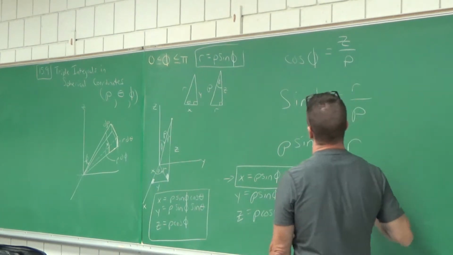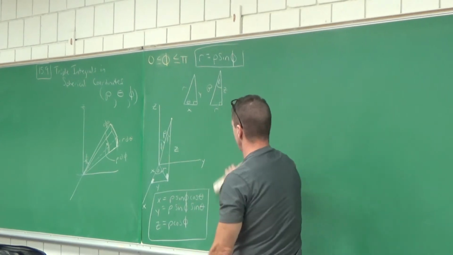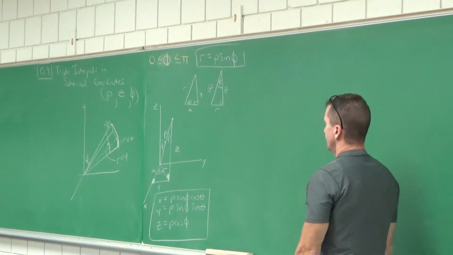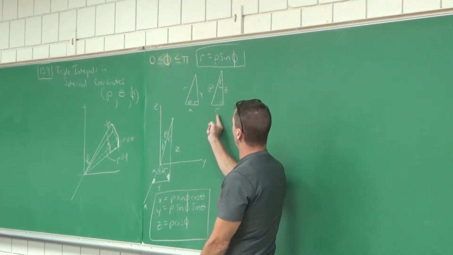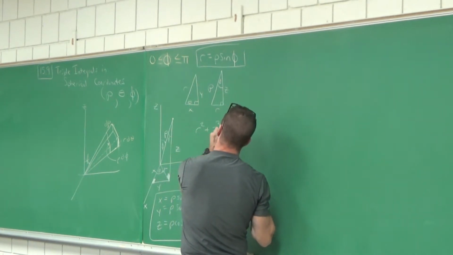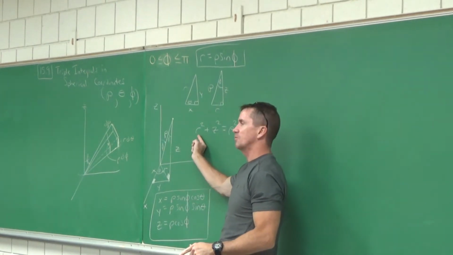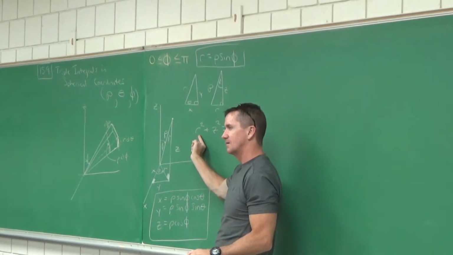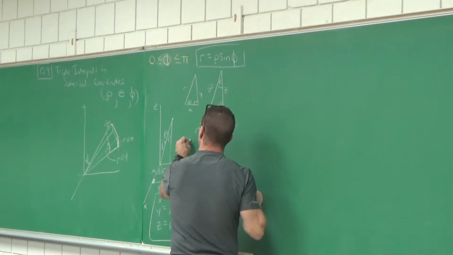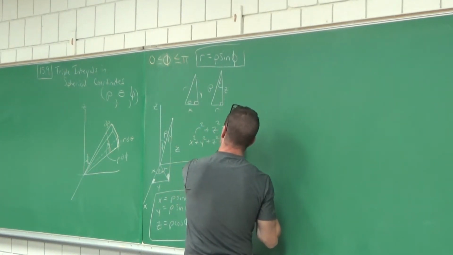We should add one more then. We should definitely add one more. I'll write it right there. Put that down so we can see it. Pythagorean theorem: r squared plus z squared equals rho squared. Everyone agree? What was r squared back in polar? x squared plus y squared. So guess what we got now? x squared plus y squared plus z squared is equal to rho squared.